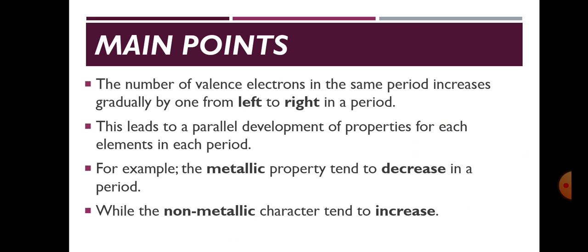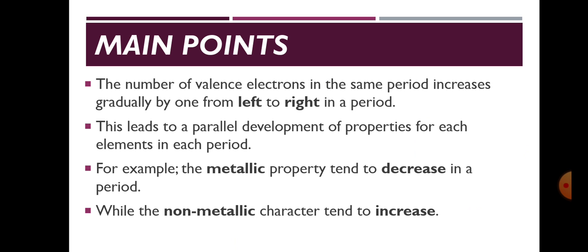Then the main points about the modern periodic table: the number of valence electrons. Valence electrons are the electrons present in the outermost shell, the valence shell. In the same period, it increases gradually by 1 from left to right. In a period we move from left to right and the atomic number increases 1 by 1. When the atomic number increases, the number of valence electrons also increases, because atomic number means the number of electrons present in an atom. This led to a parallel development of the properties for each element in each period.